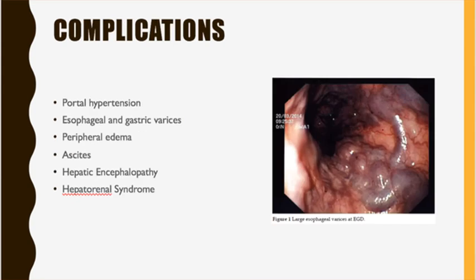If a person with cirrhosis doesn't have any of the complications listed on here, they're said to have compensated cirrhosis, meaning that the liver is doing all it can to compensate for its dysfunction, versus if they have any of these, they are said to have uncompensated cirrhosis. So there's the portal hypertension we talked about, and then esophageal and gastric varices.